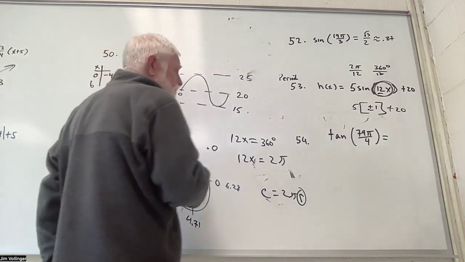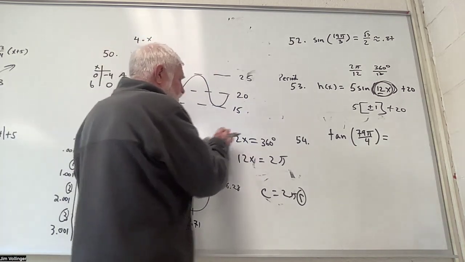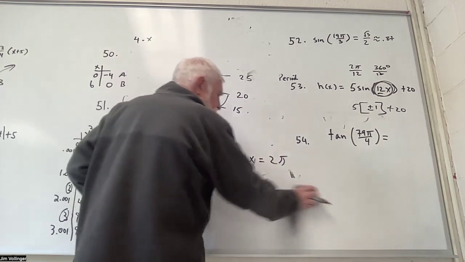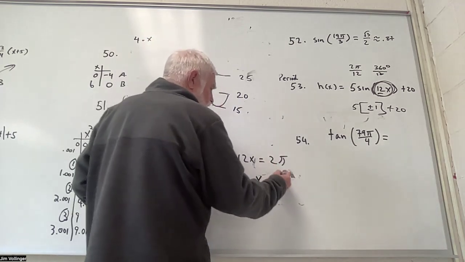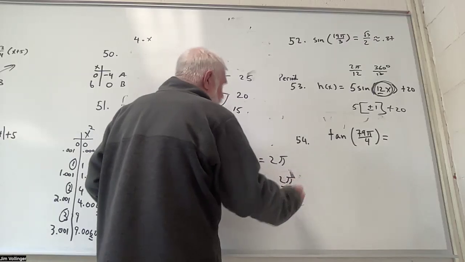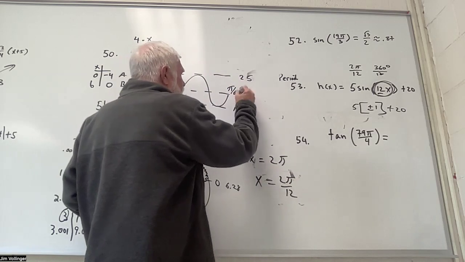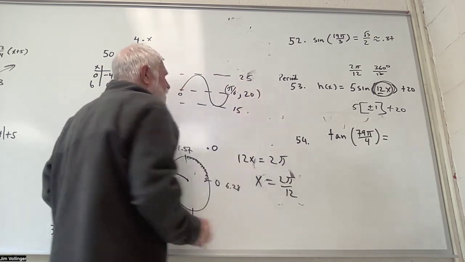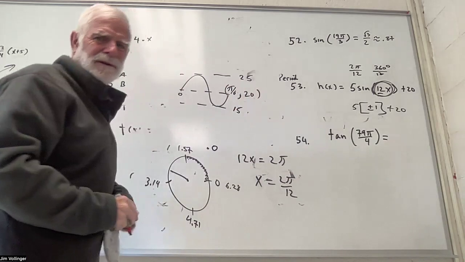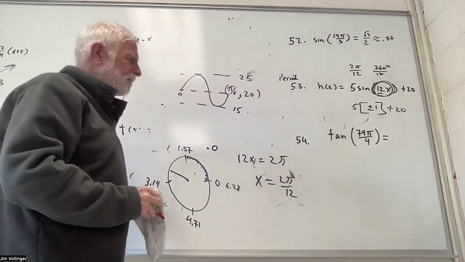All right, so when does 12x equal 360? 30 degrees, but we're solving this. So that's going to be x equals 2 pi over 12, which is pi over 6, and that means pi over 6 gets me back to 2 pi. Now I've got a lot of symmetry here, and I can find a lot of other values with symmetry.